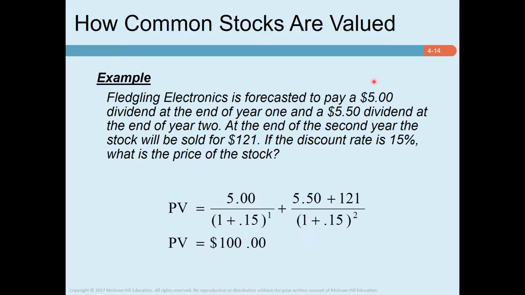So theoretically, this $5 and $5.5 is the dividend in year 1 and year 2, and 121 is the selling price. So we would find out the present value of all these three cash flows to get the value of the stock. So this is $5, this is 5.5 plus 121, because both of these cash flows come at the end of year 2. So as we find out the present value of these cash flows, we get $100, which is the value of the stock. Once again, the theoretical value of the stock.